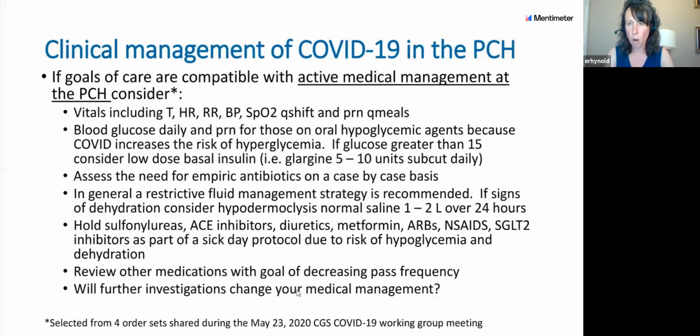But if they're on these medications and not eating and drinking well, then it's probably important to reassess because we don't want to make things worse. So this is not a comment specific to some of the observations early on about ACEs and ARBs and outcomes. This is specific to people who are not eating and drinking well as part of a sick day protocol. There's across the country comments about reviewing the medications to decrease the frequency of medication passes. We're going to talk about that more next week.